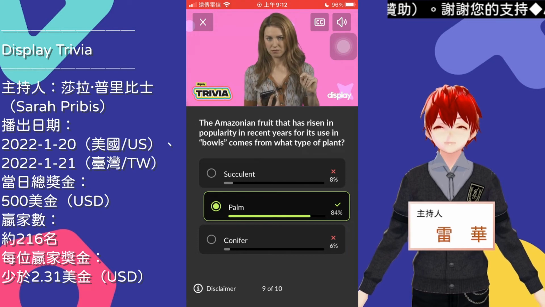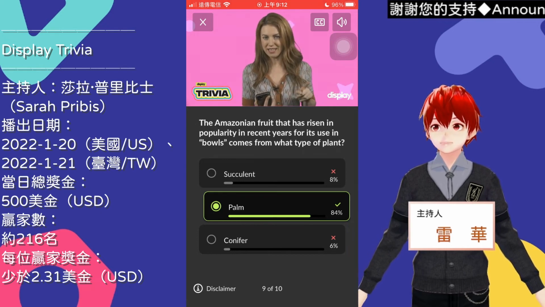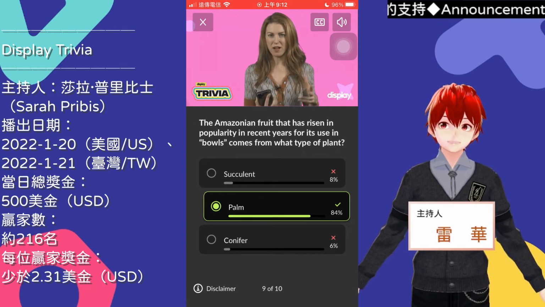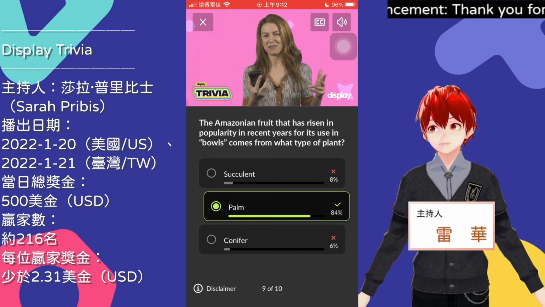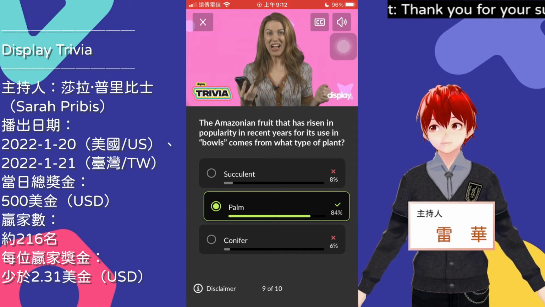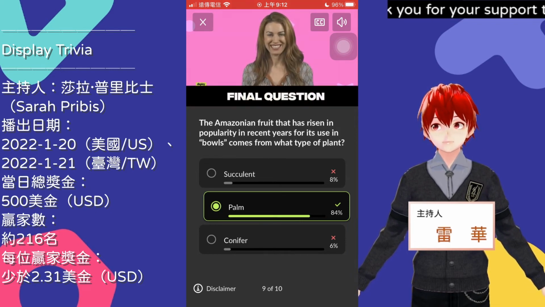The berry is the acai, and it is harvested from a palm native to the rainforests of South America. 84% of you knew it. And it's time for the final question.